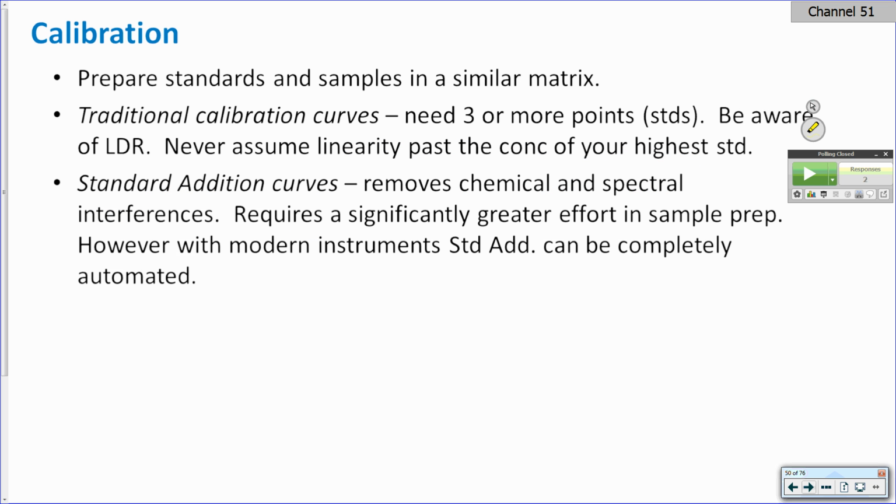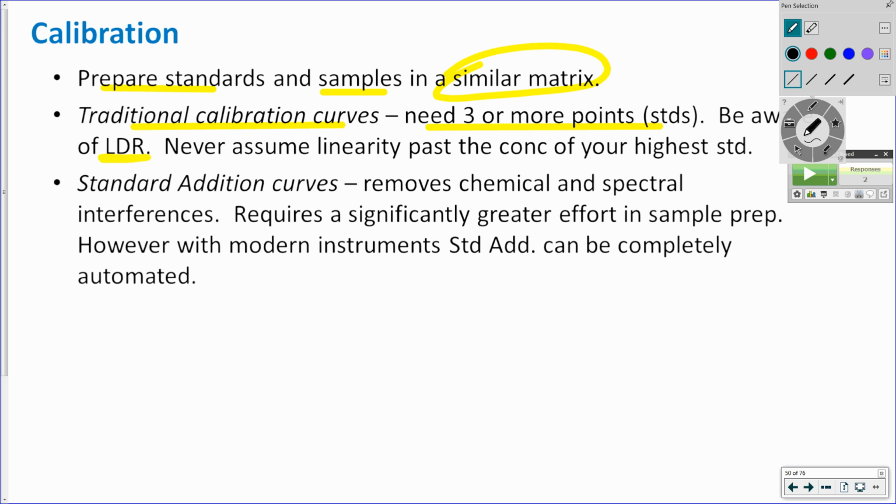So calibrations: we want to try to make the standards and samples have a similar matrix. If you don't know what your sample matrix is, that's sometimes difficult to do. A traditional calibration curve is going to have 3 or more standards associated with it. We have to be aware, especially in atomic analysis, of what your linear dynamic range is. Every one of these techniques with the metals analysis is going to reach a point when you go concentration versus absorbance, you're going to lose linearity in the system.